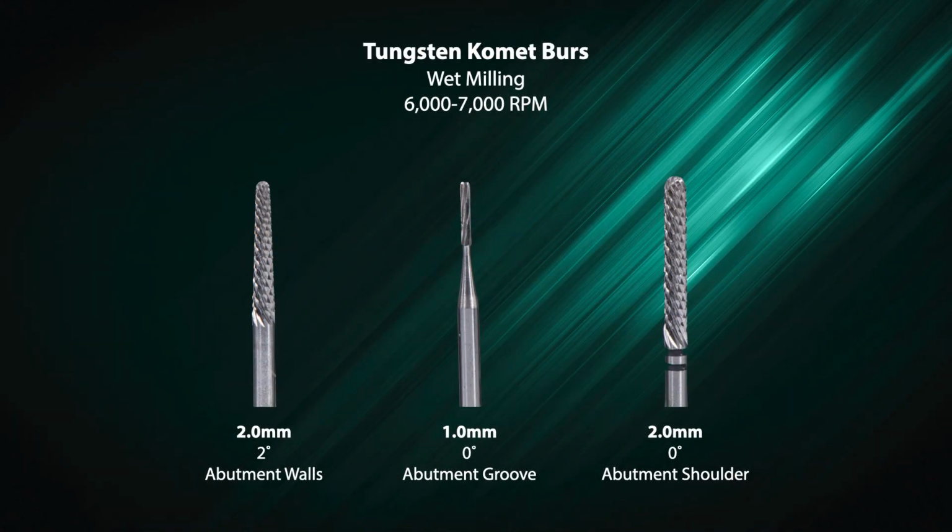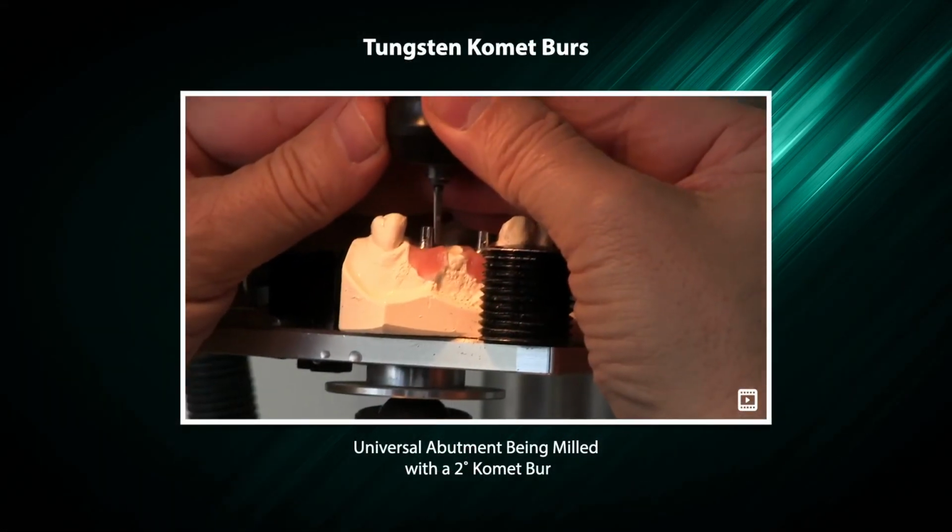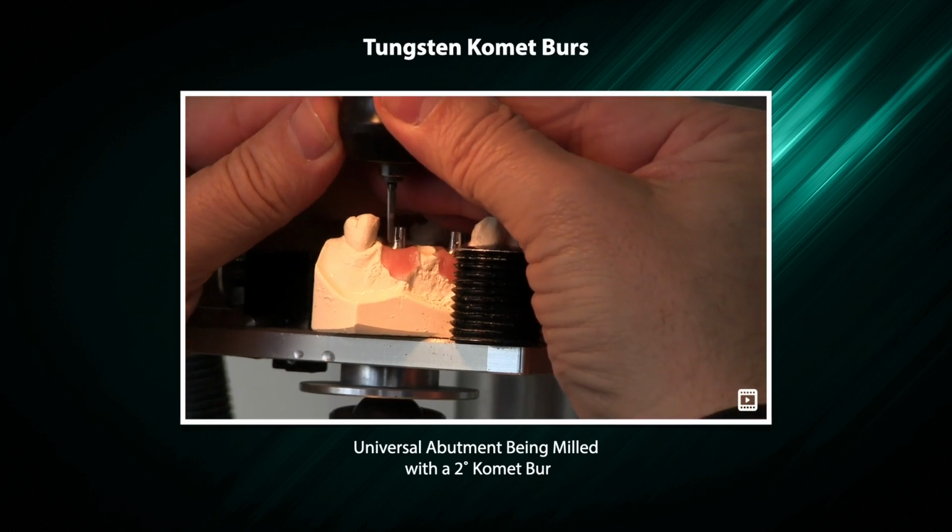Tungsten comet burrs for wet milling at 6,000 to 7,000 revolutions per minute. Universal abutment being milled with a 2-degree comet burr.